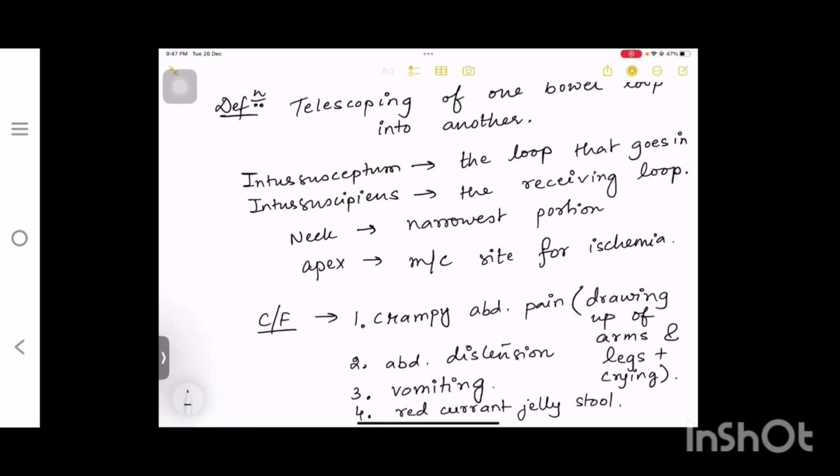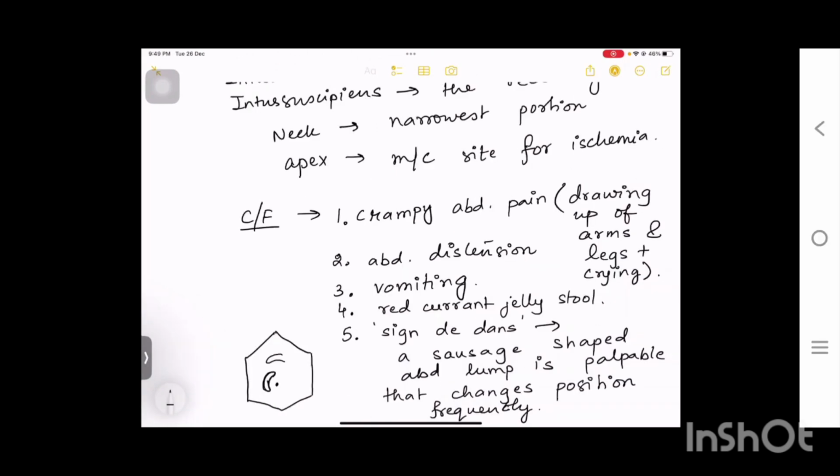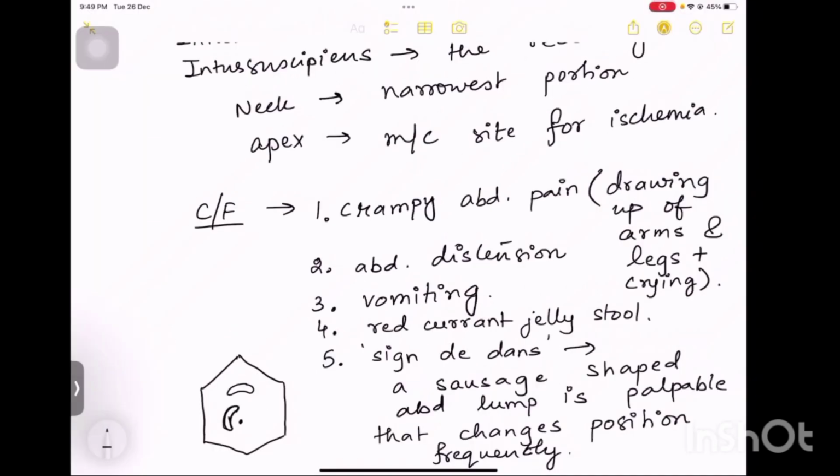What are the chief complaints that the patient is presenting with? Obviously, there is abdominal pain which is cramping in nature. The infant will draw up the arms and legs and will cry. Second, there will be abdominal distension. Third, there is vomiting. Fourth, red currant jelly stool. And fifth, there is a sausage-shaped palpable mass, which is also called Dance's sign.